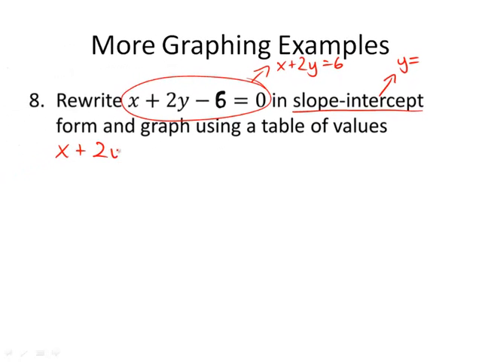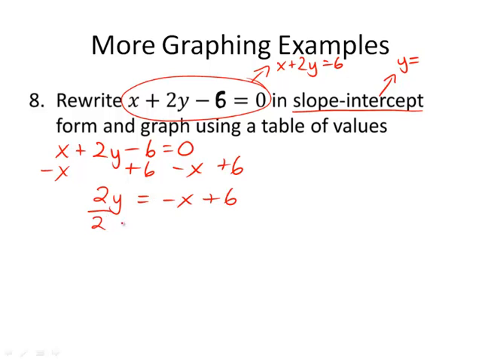We have this equation and we want y by itself. So let's subtract x from both sides and let's add 6 to both sides. So that gives us 2y is equal to negative x plus 6. To get y by itself, you want to divide every single term by 2, giving us y equals negative x over 2, which also could be seen as negative 1/2 x, either way, plus 3.